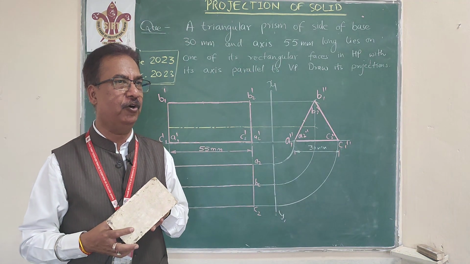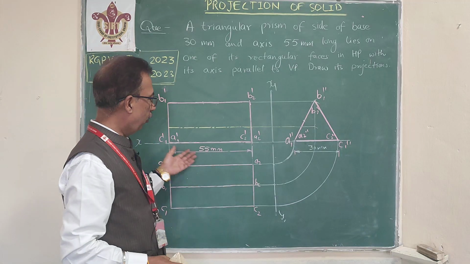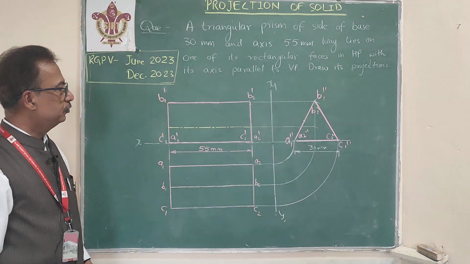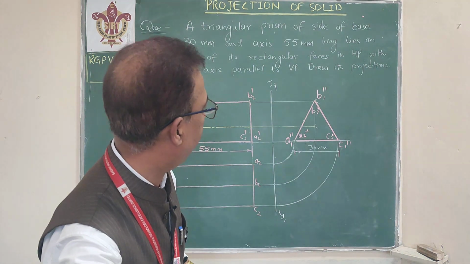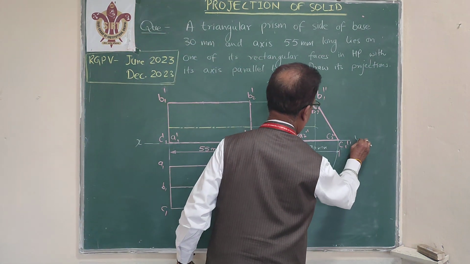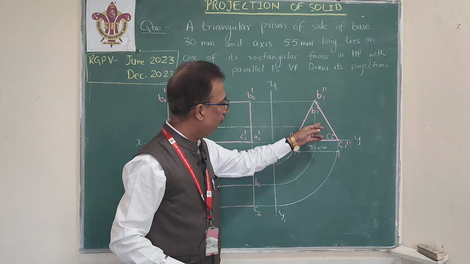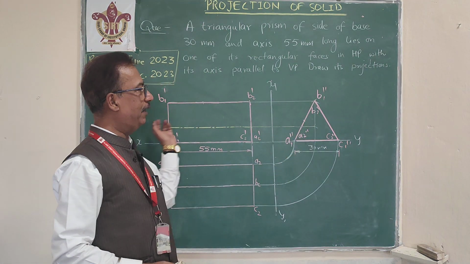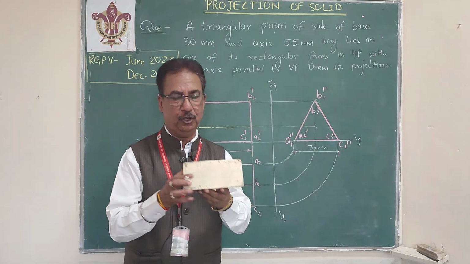So in this case we are starting this solid with the help of the side view. The figure will already be drawn here. I have started by drawing the XY line first, then after the XY line we have drawn X1 Y1, the second reference line representing the profile plane. I am drawing the left side view, so I have started from the right, and this will be the side view of this prism.